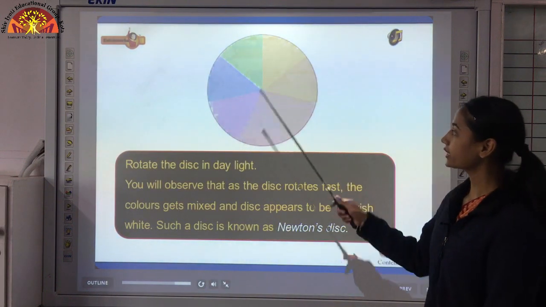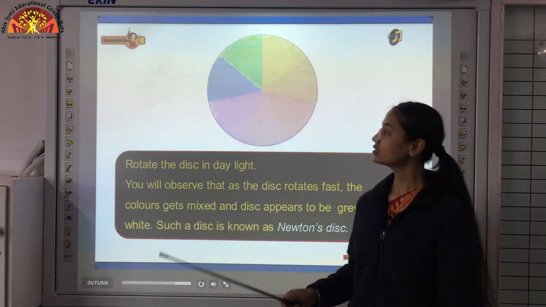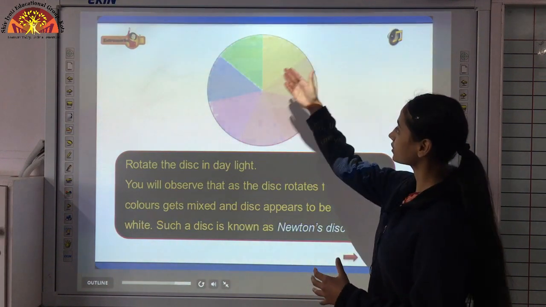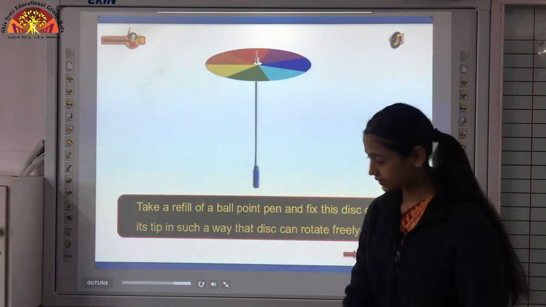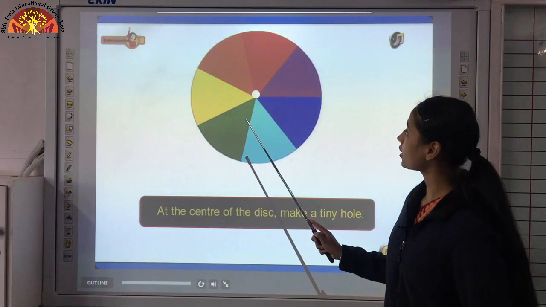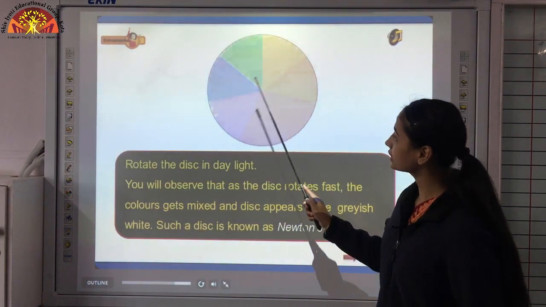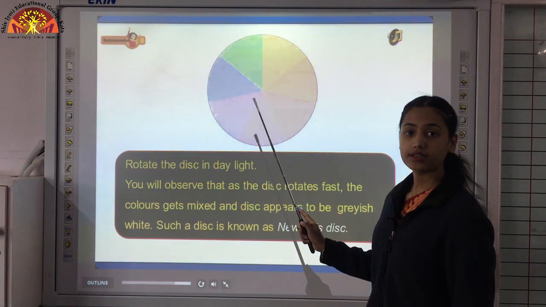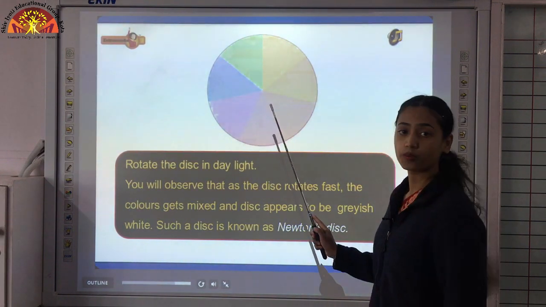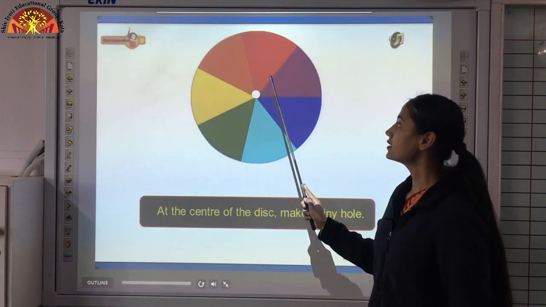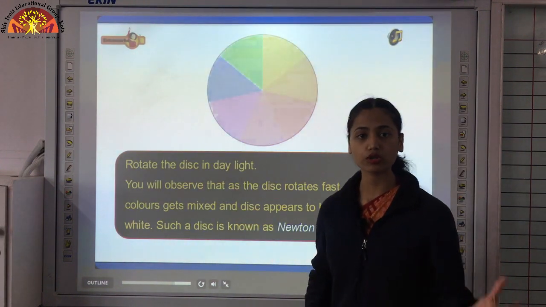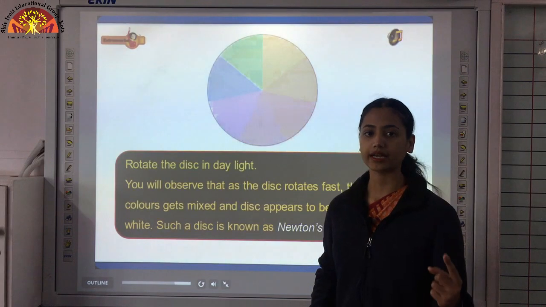When you rotate the disc at a very high speed, you will see that the 7 different colors get mixed with each other, and you will see a grey white disc. Is it actually grey white? No, but it is a mixture of those 7 colors. So yes, we can say that we can recompose all those 7 colors into one light ray, that is, into a white light.